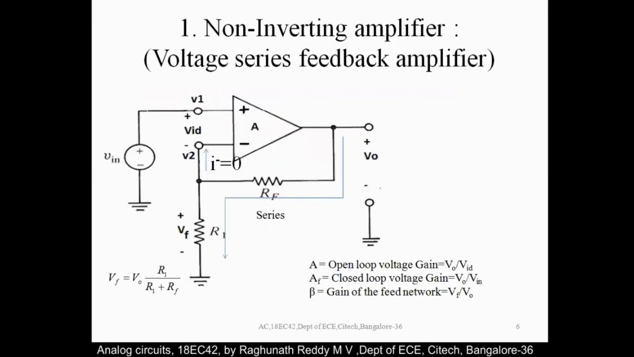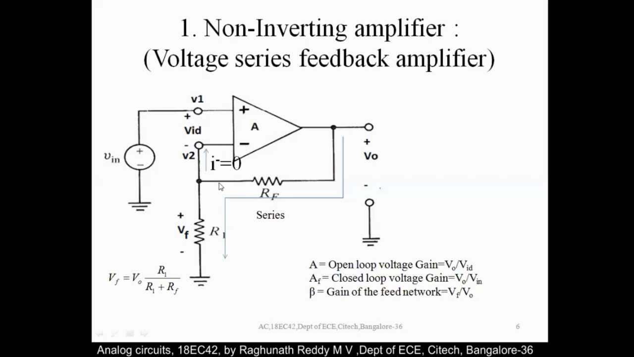Next, the first application of operational amplifier is the non-inverting amplifier. Another name for this is voltage series feedback amplifier. Why is it called a non-inverting amplifier, or why is it called voltage series feedback? First, let us see why it is called a non-inverting amplifier. Because it is non-inverting, the input signal Vin is applied to the non-inverting input terminal of the op-amp. And why it is called an amplifier: the output voltage is fed back and connected to the inverting input terminal.